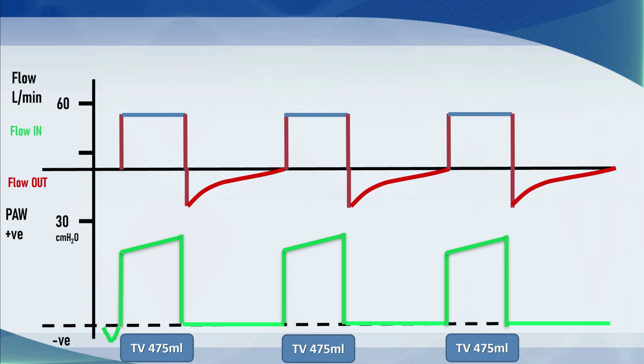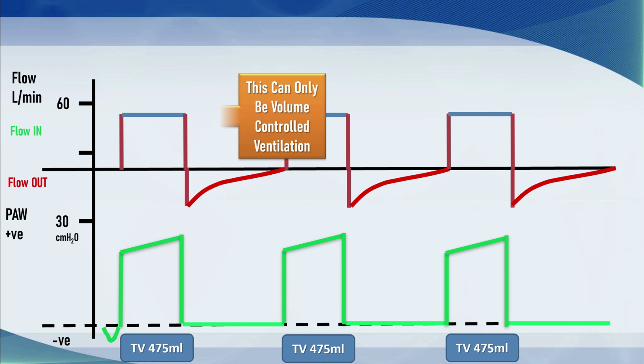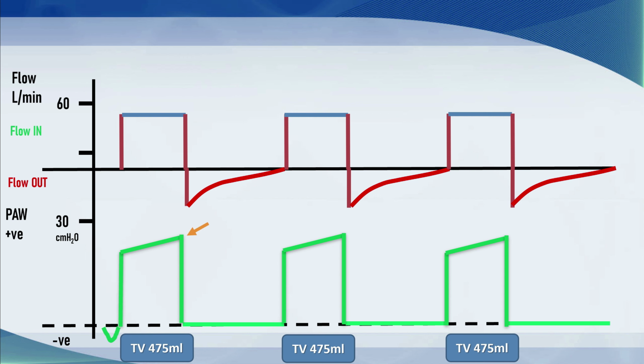The first thing that I notice if I look at this is the square-shaped waveform here. You can see the flow waveform. This is a constant flow waveform. So instantaneously, I know this must be volume controlled ventilation, and the peak flow is somewhere between 50 and 60 liters per minute. The second thing I look at is the shape of the pressure waveform, and it looks a little bit, in my view, like a shark's fin. See that there? That's a shark's fin. So I call that the shark's fin waveform.